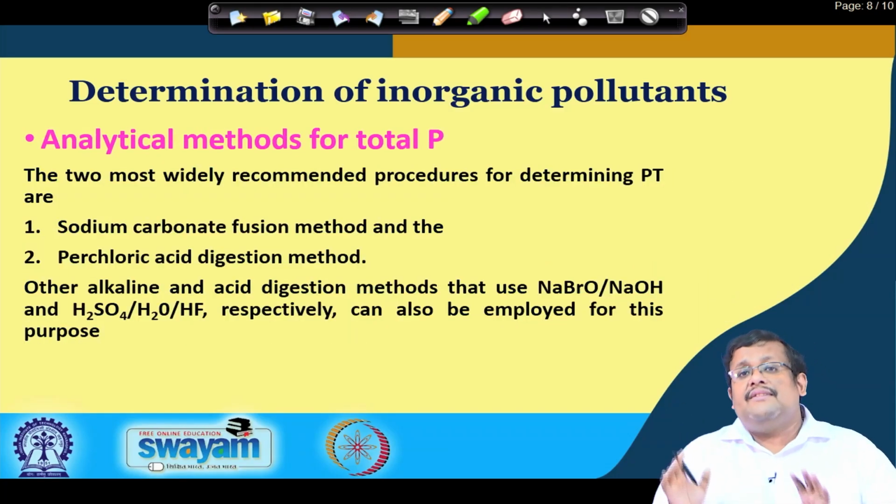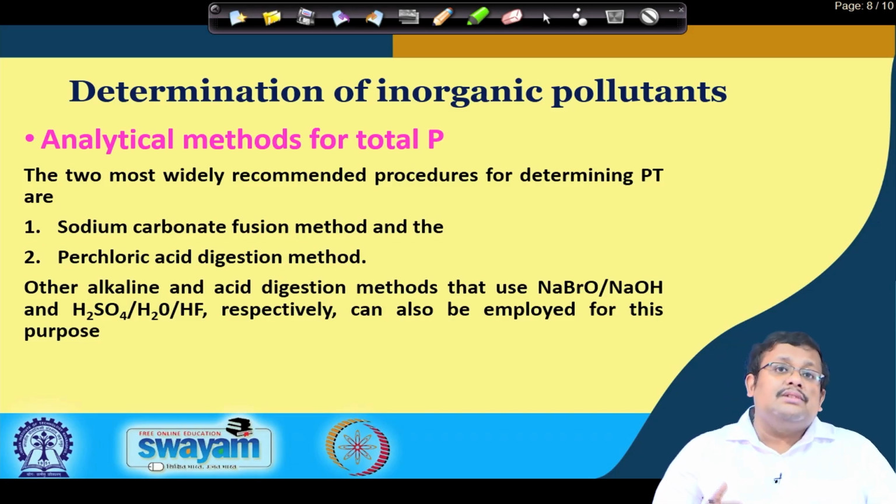Now, we have talked about the analytical methods for inorganic phosphorus. For total phosphorus, or PT, there are two most widely recommended procedures: the sodium carbonate fusion method and the perchloric acid digestion method. Other alkaline and acid digestion methods using different components can also be used for this purpose, but the two major methods we generally use are the sodium carbonate fusion method and the perchloric acid digestion method for measurement of total phosphorus.